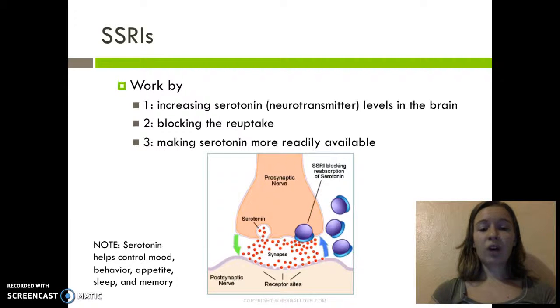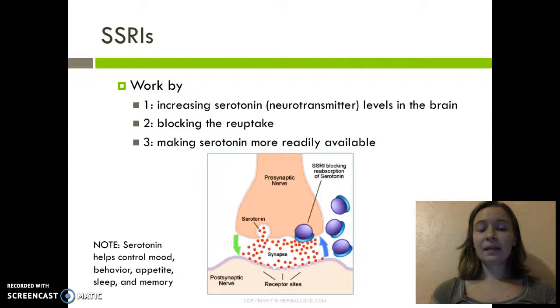So what the drug actually does is help to release serotonin from the presynaptic nerve into the synapse. And then in the synapse, the serotonin is available for the postsynaptic nerve to accept it or absorb it and carry that message along to the next neuron.